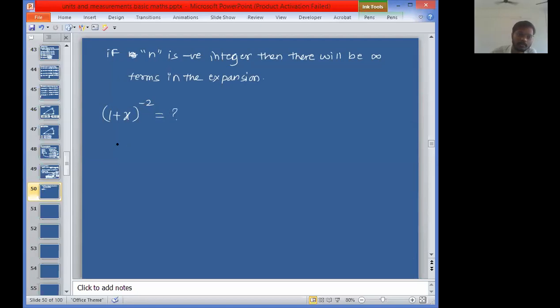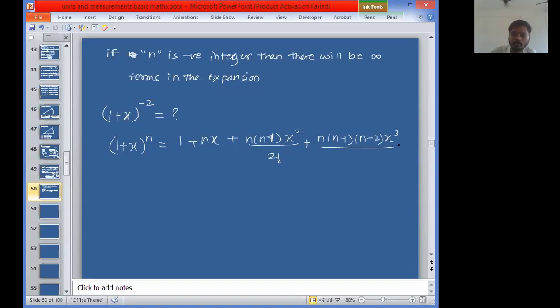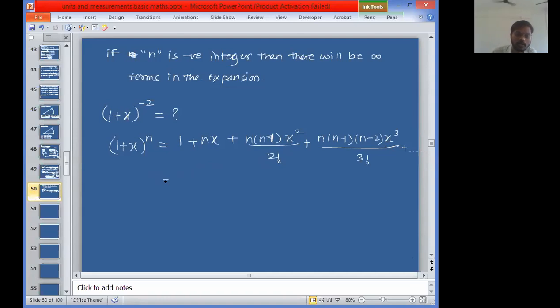The formula is: 1 plus x bracket raised to n is equal to 1 plus n times x, then n into n minus 1 into x square upon 2 factorial, plus n into n minus 1 into n minus 2 into x cube upon 3 factorial, and so on, sir. So what will you write as the answer?